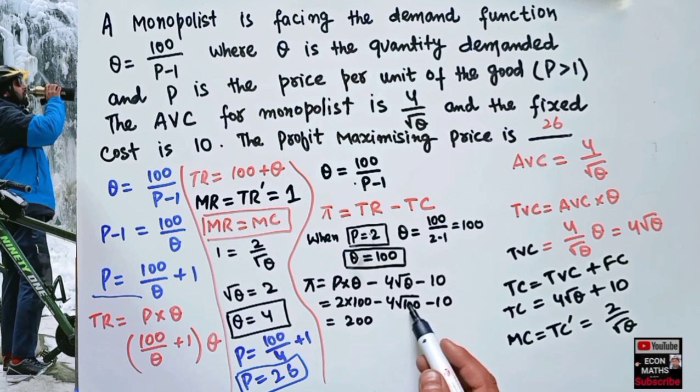So 4 tens are 40, and it is 50. Okay, 4 into 10, because under root 100 will become 10, 4 tens are 40 and 10 is 50, so we subtract 50 here. That means we will get a profit of 200 minus 50, it comes out to be 150 when we plug p is equal to 2.